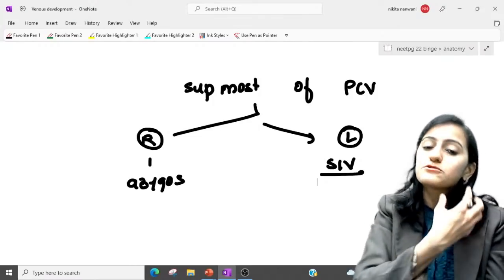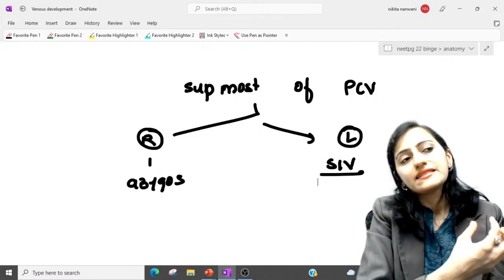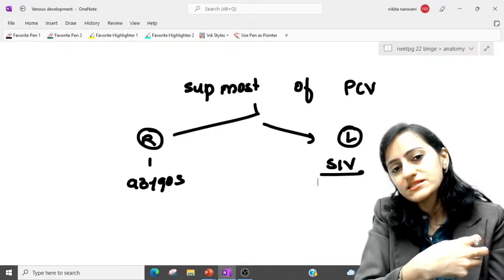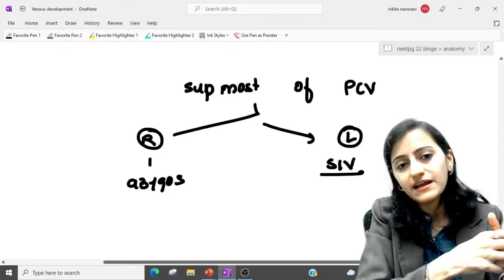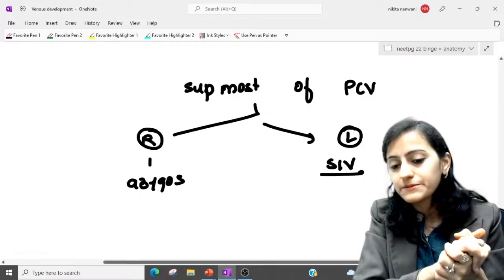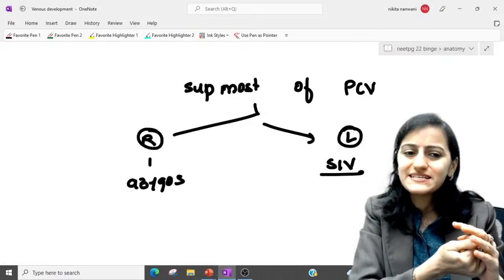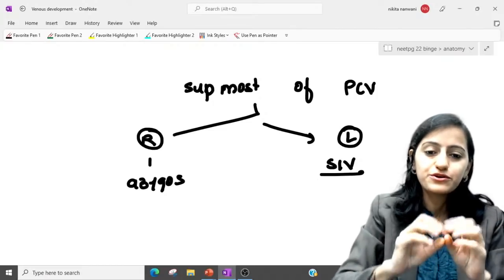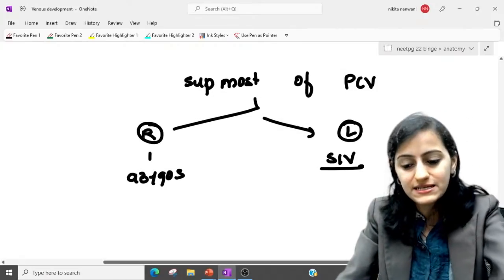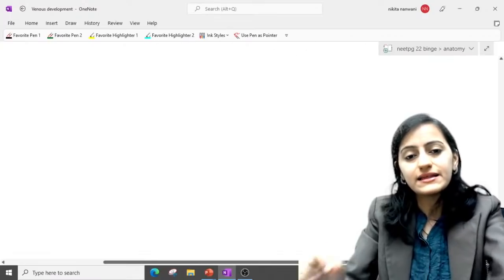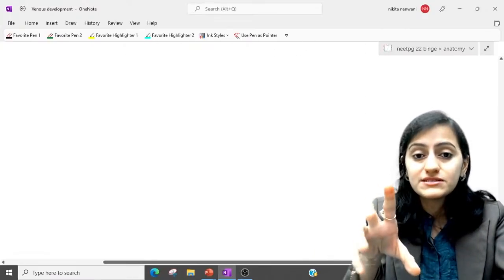The left-sided superior posterior cardinal vein will form the superior intercostal vein which drains into the brachiocephalic. Okay, the left superior intercostal vein. Clear with everyone, guys? I hope this is now easy. Just make quick notes of the summary that we made, and then it would be very, very easy to remember this topic.